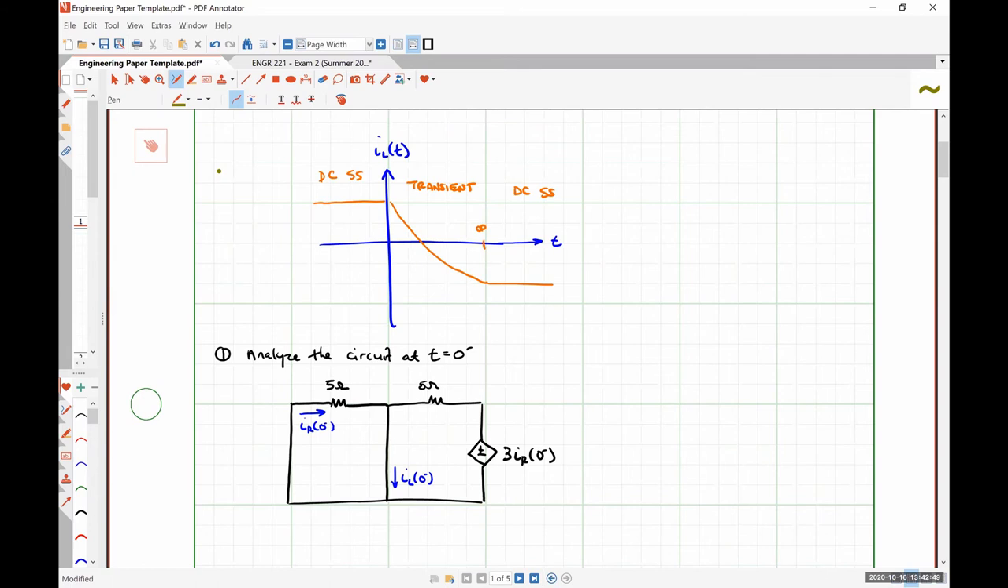And so let me explain what I mean by that. Let's label this node. That's all one node, and then this is our other node. So for the sake of argument, consider that dark green node to be ground. What does that tell us about IR at 0 minus? If there's no potential difference over it, because it has the same node on both sides, what does that mean about the current? It's zero.